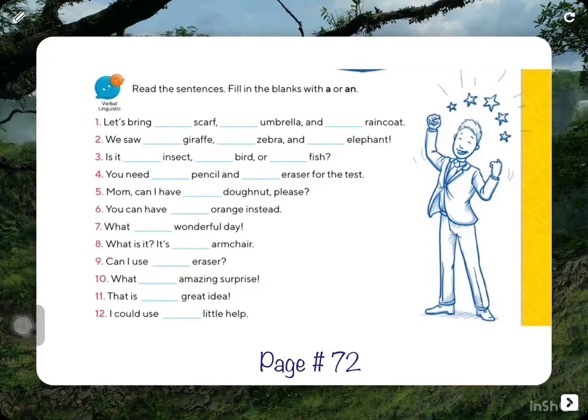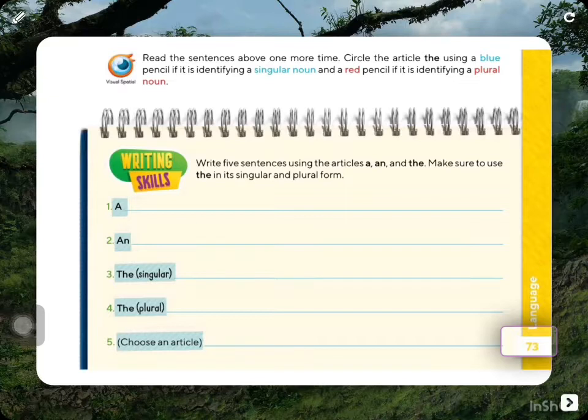On page 73, the instruction says to read the sentences one more time. Circle the article the using a blue pencil if it is identifying a singular noun, and a red pencil if it is identifying a plural noun.